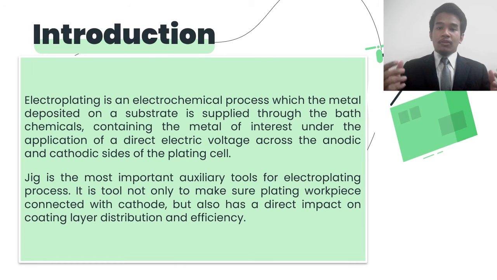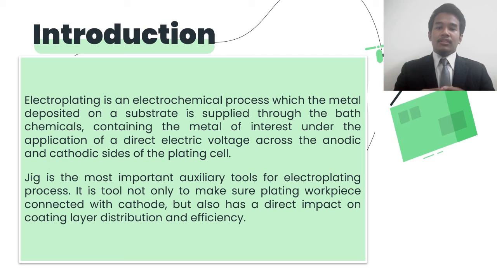Firstly, I will present the introduction of the project. Electroplating is an electrochemical process in which metal is deposited on a substrate, supplied through a chemical bath containing the metal of interest, under the application of direct current voltage across the anode and cathode sides of the plating cell.